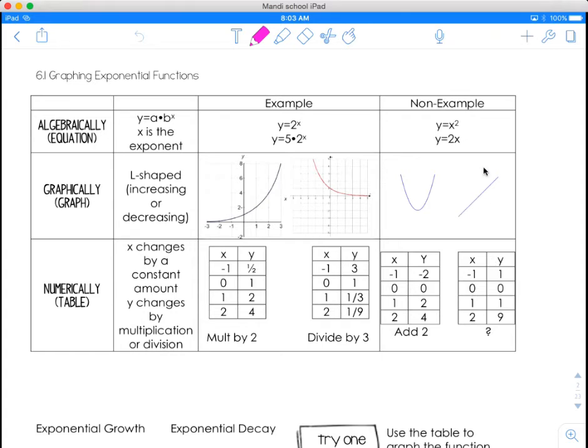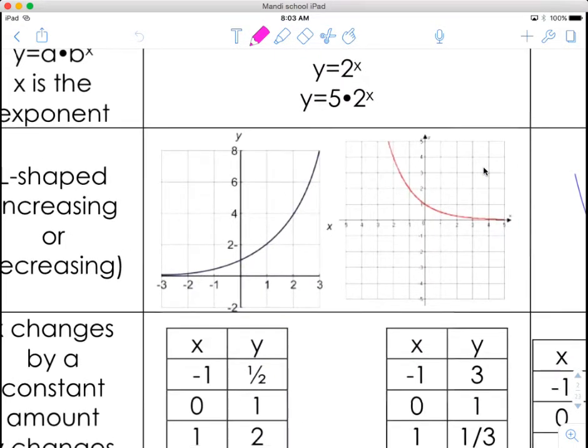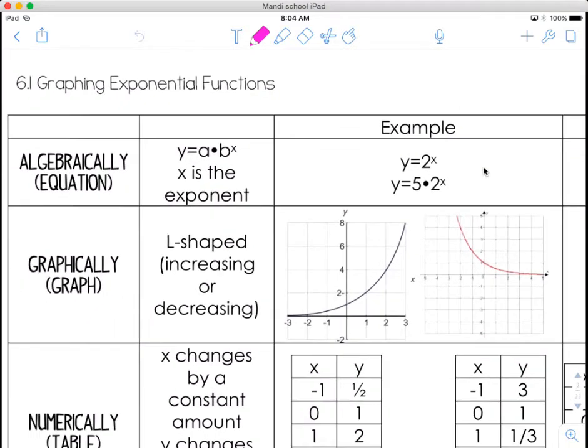Okay, this is lesson 6.1, graphing exponential functions. So I'm going to start with the second one first. An exponential function looks like this. It gets really, really close to a line, and then it increases or decreases very, very quickly. So let's look at our equation.